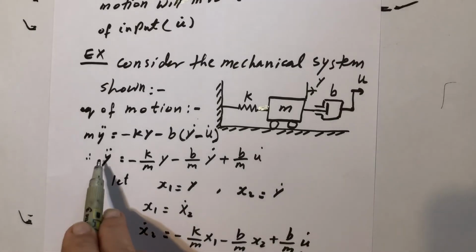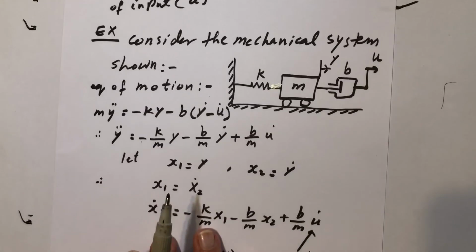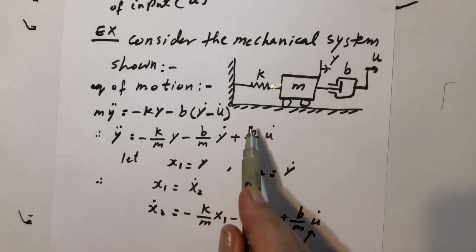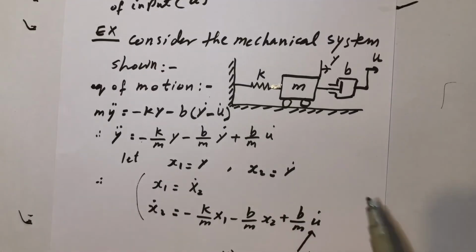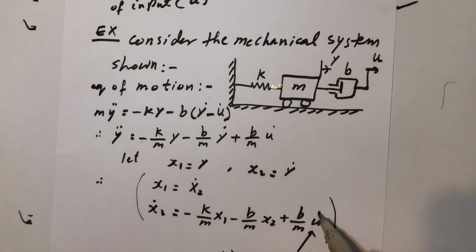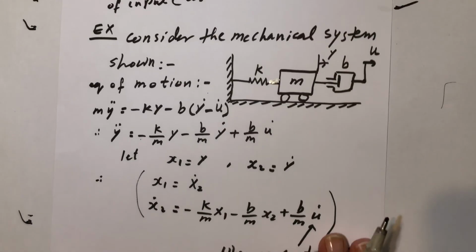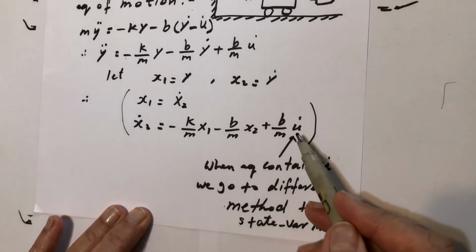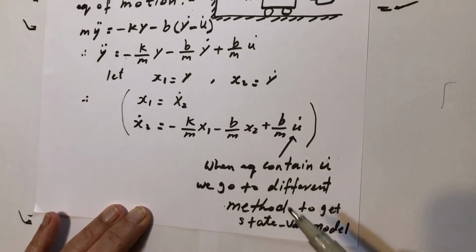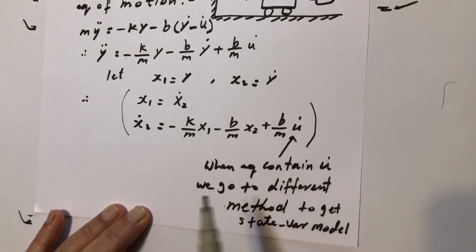So we'll have y double dot equal minus k over m y minus b over m y dot plus b over m u dot. If we take x1 equal y, x2 equal y dot, we'll have this state equation, right? Now what do you notice here? Before, in any of the state equations we've been dealing with, we didn't have a derivative like this. This will create a problem. Not a difficult problem, but it's a lengthy procedure to get the state variable model, I mean the A, the B, and the C, okay?